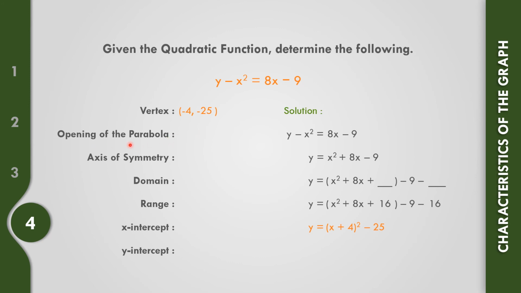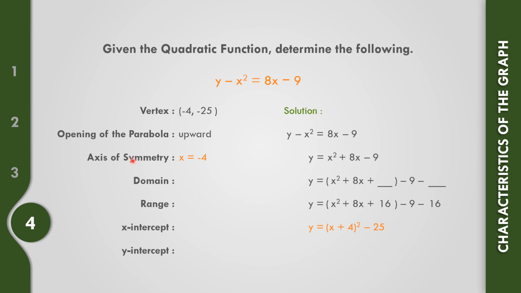How about the opening of the parabola? The value of a is greater than 0. So a is positive, so it means the parabola opens upward. How about the axis of symmetry? The axis of symmetry is x equals h. So it means x is equal to negative 4.